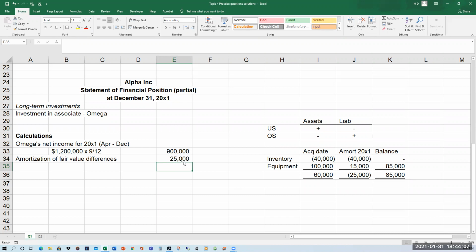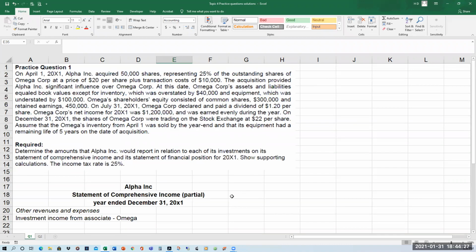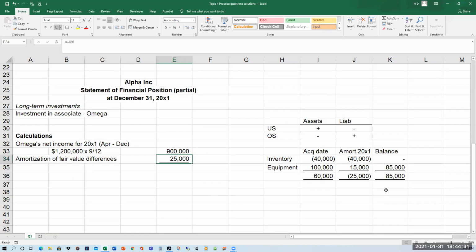That's the amortization of the fair value differences in total. We could have shown a split, inventory 40,000 and then equipment 15,000. We could have done that, or just directly put the 25,000 because we already have shown the computation here. And that's it basically. So we get a total of 925,000 for Omega's adjusted net income.